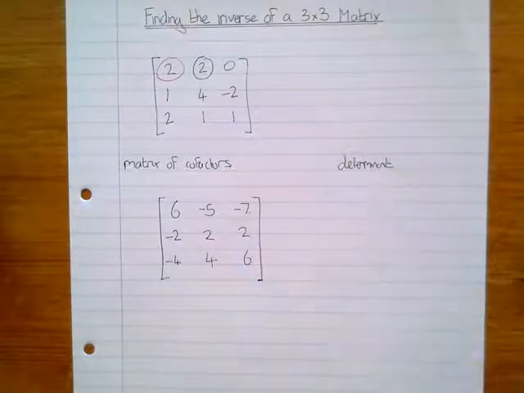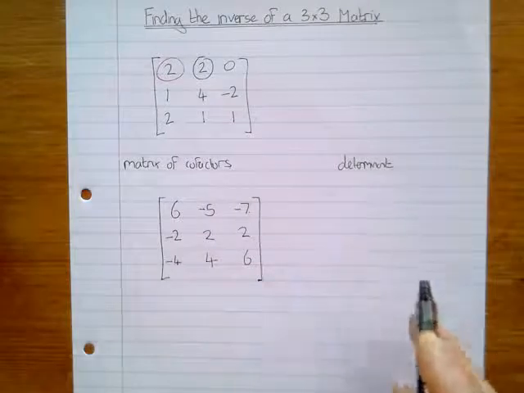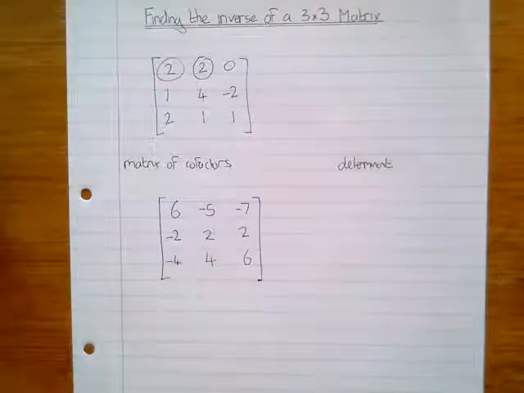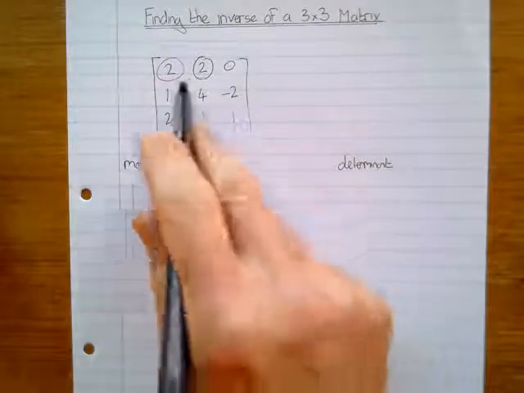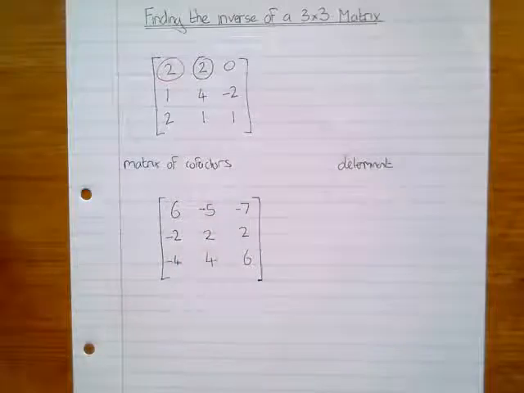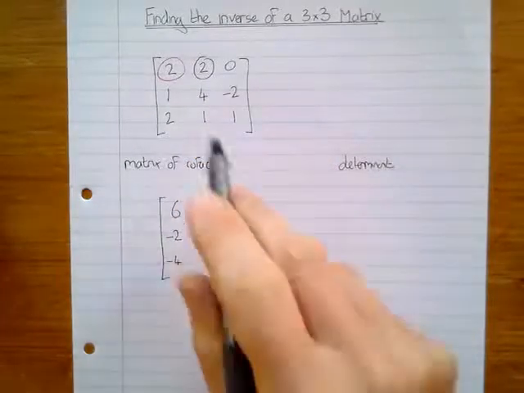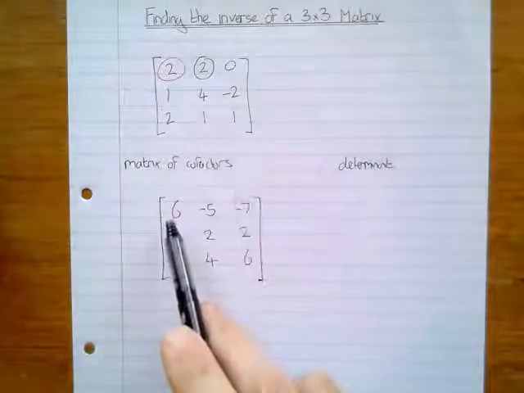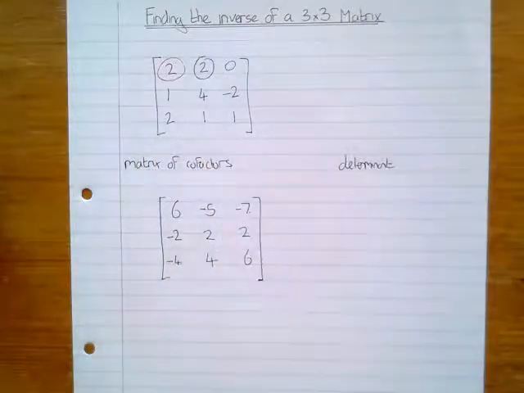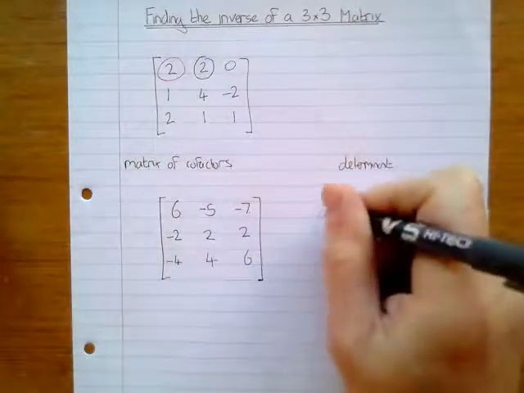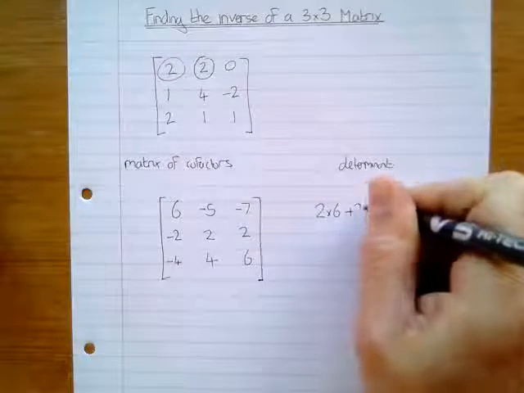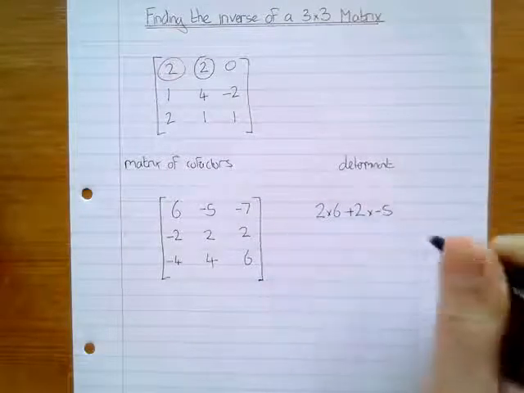So the determinant then is any row of the originals multiplied by their cofactors all added together. I'll do the top one because it's got a 0 in it. So it's going to be 2 times 6 plus 2 times minus 5.